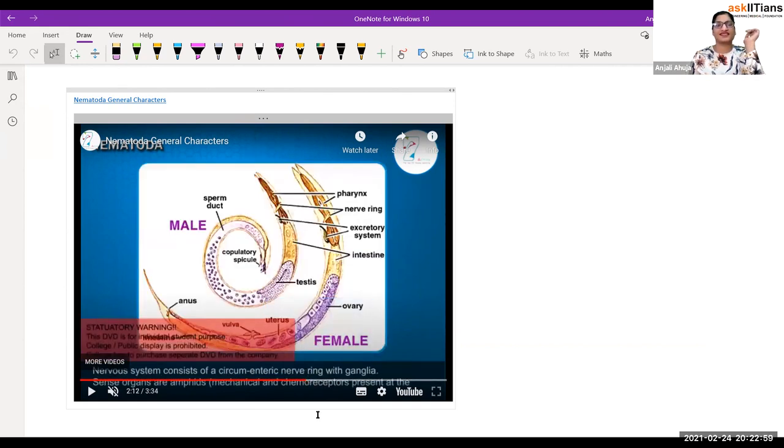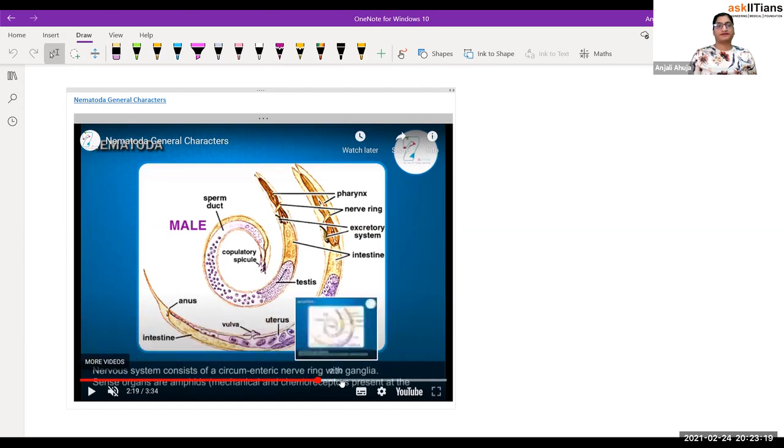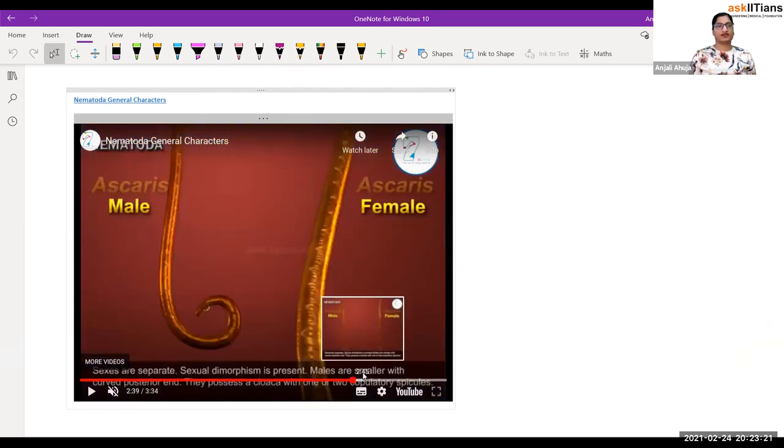The rest they are explaining is just the digestive system. You don't have to learn that. You can just remember they also have a nerve ring with ganglia, meaning a lot of nerve cells are present in their body. Like in the previous category, I was telling a group of nerve cells are present. Here also they have a group of nerve cells, which appears like a nerve ring, and that's it. This information is enough.